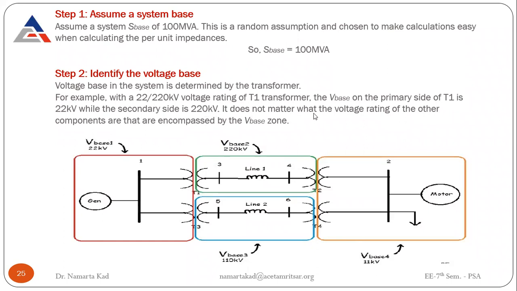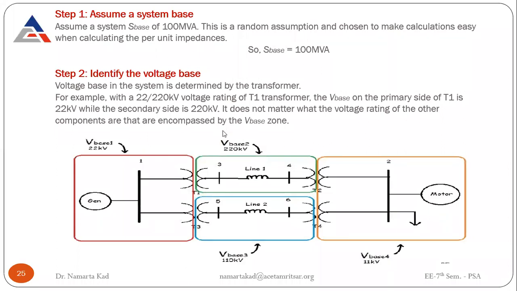So it doesn't matter what the voltage rating of the other components encompassed by the voltage base zone is. Our main motive is to select the base voltage as per the rating of the transformer. So what is the rating of the transformer? We are going to select the base voltage accordingly. It doesn't matter what the voltage rating for the other devices is. We are going to select the base voltage as per the rating of the transformer.